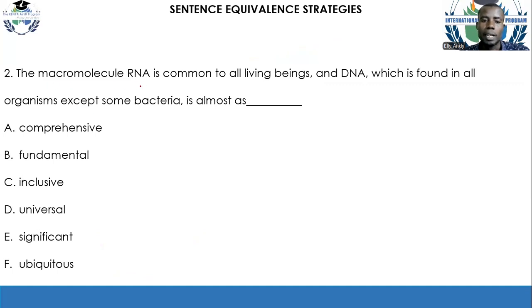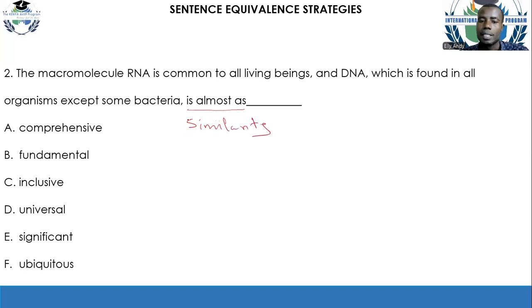The macromolecule RNA is common to all living beings, and DNA, which is found in all organisms except some bacteria, is almost as. So again, we are seeing two things here being compared, and the comparison is in the same direction. That is, it's balanced because we have this last phrase here, almost as. So we are expecting some similarity.